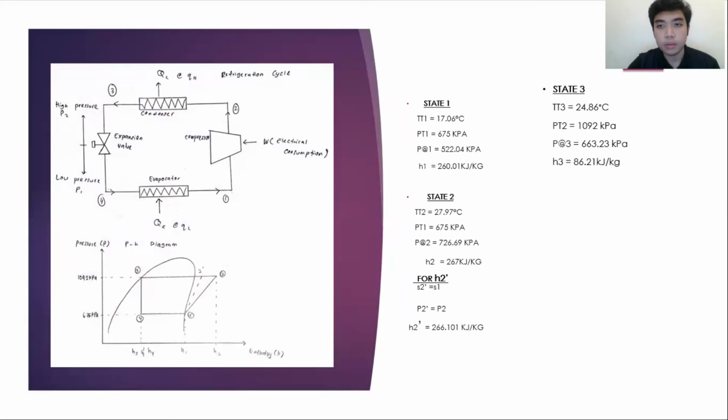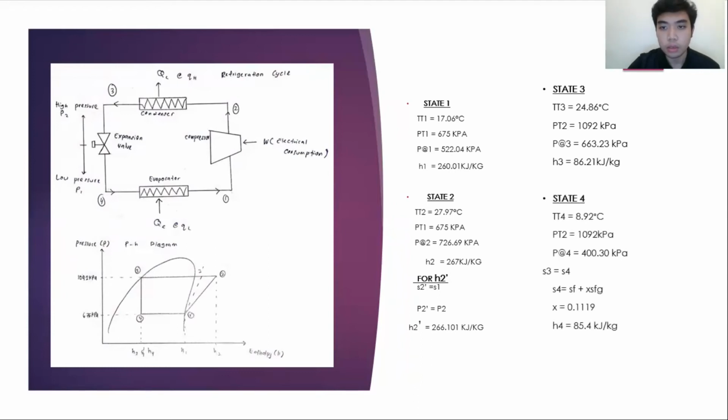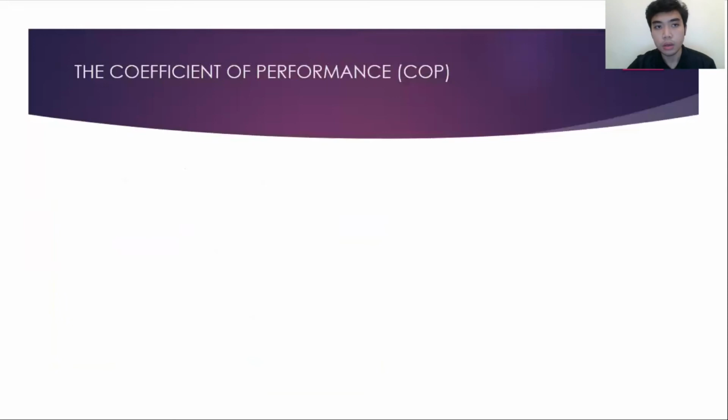For state 3, it is also located at saturated refrigerant. So just like before, we can find the H3 at 86.21 kilojoule per kilogram. And for state 4, the enthalpy at H4 is 85.4 kilojoule per kilogram. Next is to find the coefficient of performance, COP.